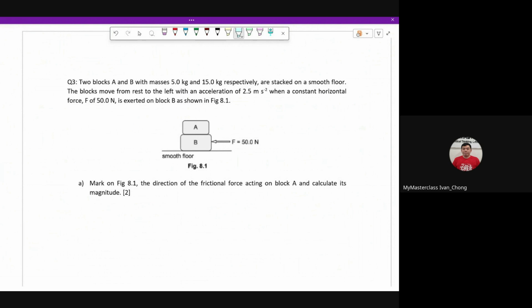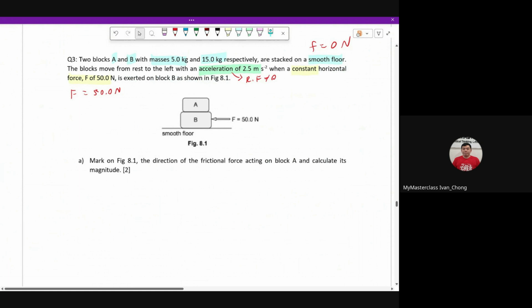Okay. The next, you have masses A and B. This is A, this is B, which is 5 and 15 respectively. And they tell you it's a smooth floor. Basically, friction with the floor is 0. Okay, and they tell you they move from rest to the left, and they tell you you have acceleration, which means you have resultant force. Okay, and they tell you that your horizontal force is constant. So big F is 50. Mark the direction of the frictional force acting on A and calculate its magnitude.